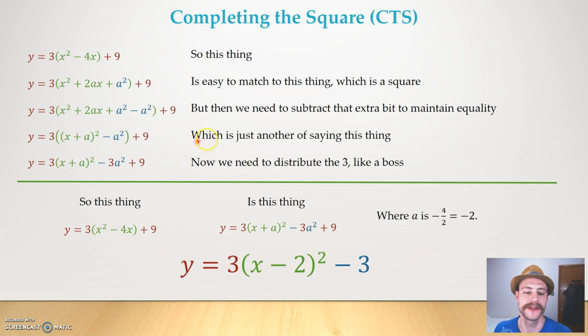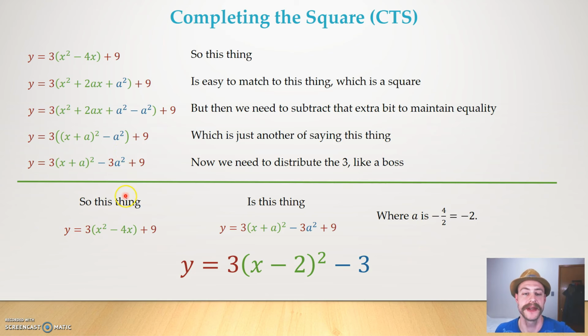And now all you have to do, now we need to distribute the 3 like a boss. So there's two terms in these big green brackets. The two terms in the big green brackets are x plus a squared and then just a squared. So if you have 3 times that, then the 3 distributes into each of the terms individually. So you have 3 times x plus a squared and then 3 times -a squared, which just gives you -3a squared. And then the plus 9's just been hanging out there all along.